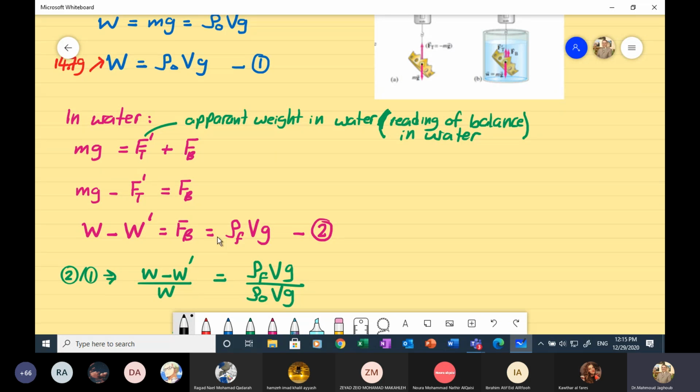But I also know that the buoyant force equals the density of the fluid multiplied by the volume of the crown. Now tell me, why is the volume of the crown equal to the volume of displaced water? Why is the volume of the crown equal to the volume of displaced water? What is the reason for that? Because the crown is fully underwater.